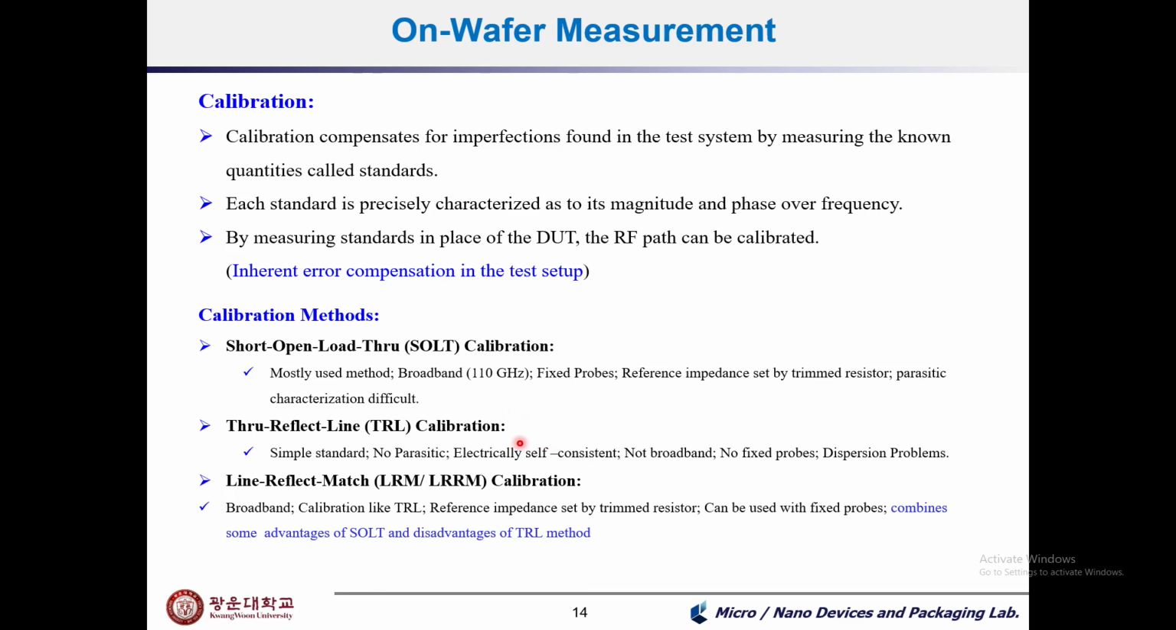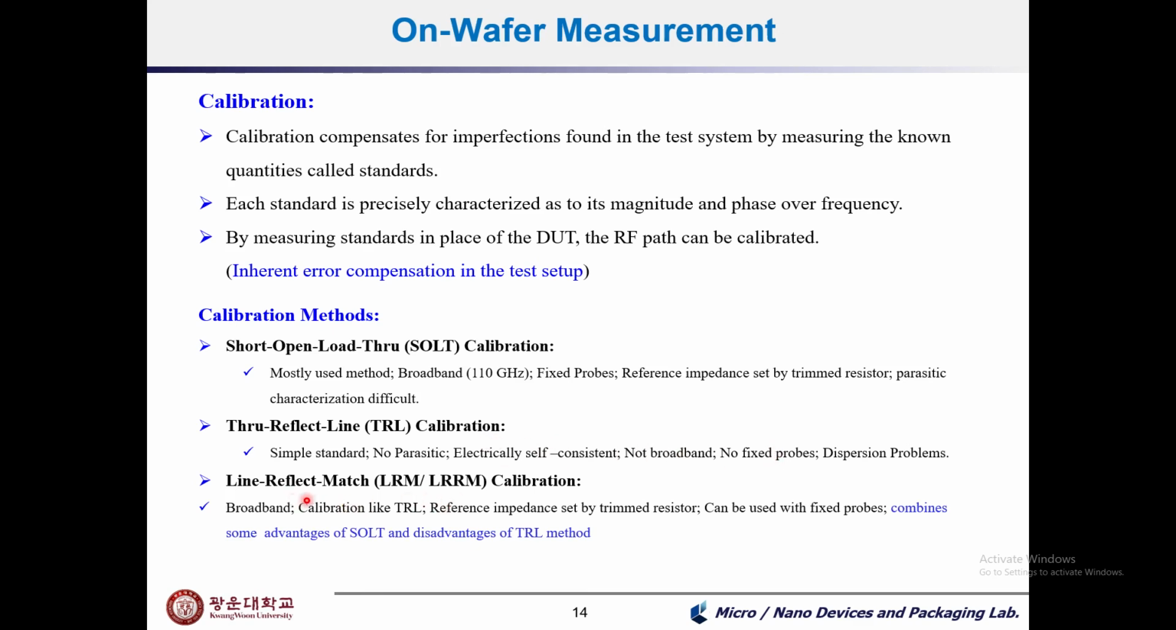Another method is the TRL method. Here T stands for through, R for reflect, and L for line. This is a simple standard with no parasitic characterization. However, this is not a broadband technique. Also, we cannot have fixed probes here, and this method leads to some dispersion problems.